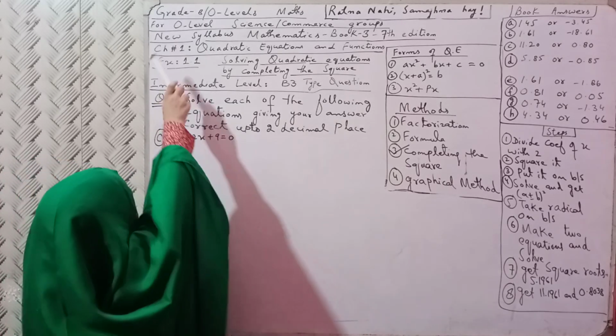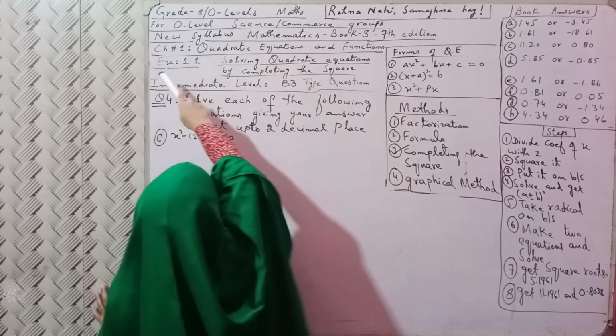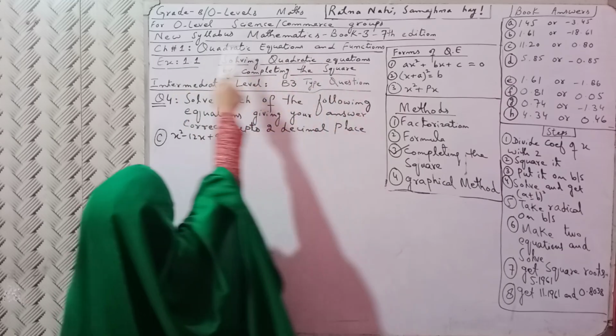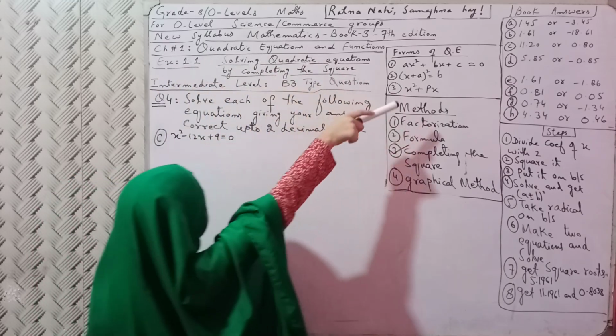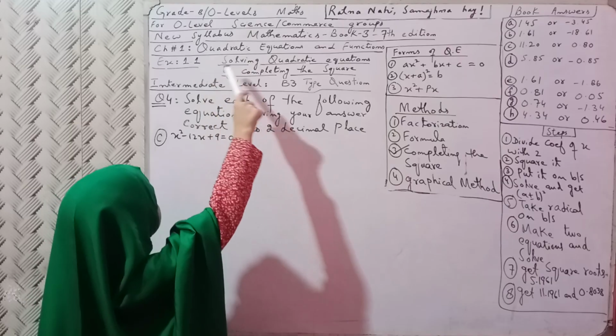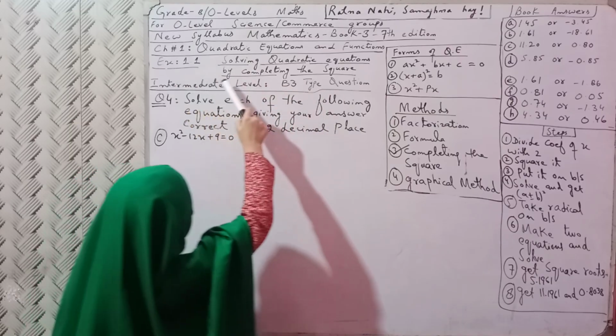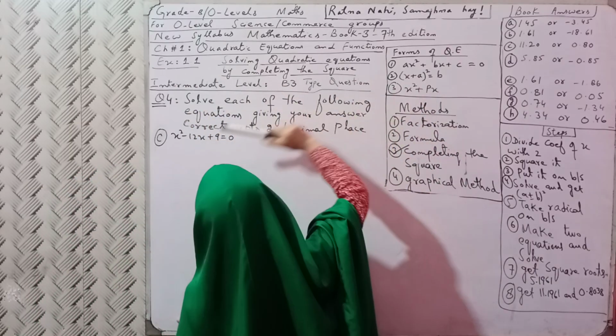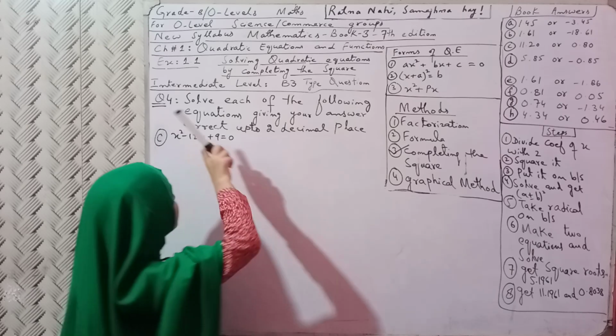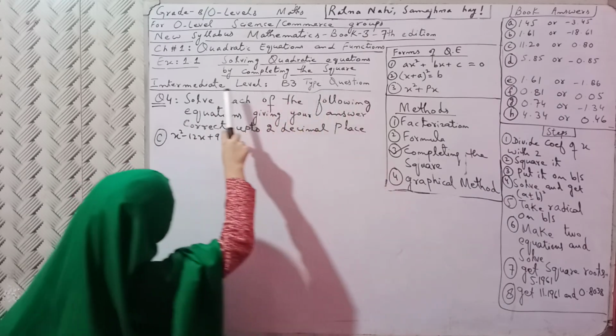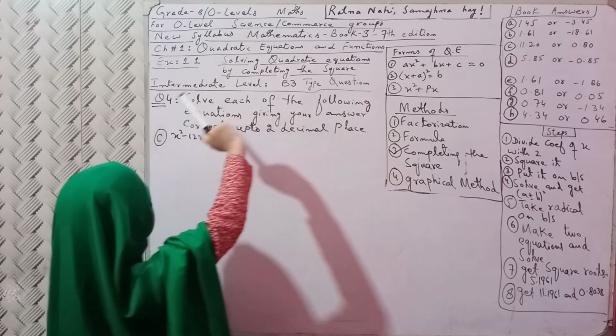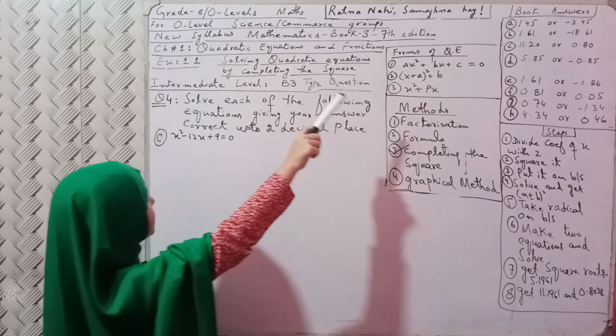Today we are going to grade all elements for all level science group new syllabus mathematics book 3, 7th edition. Chapter number 1, quadratic equation and functions. Exercise 1.1, solving quadratic equations by completing the square. Intermediate level B3 type questions.